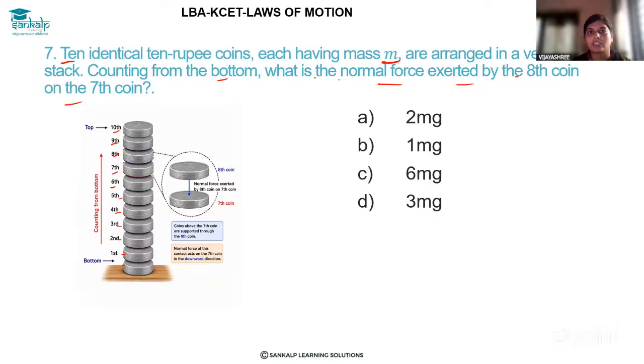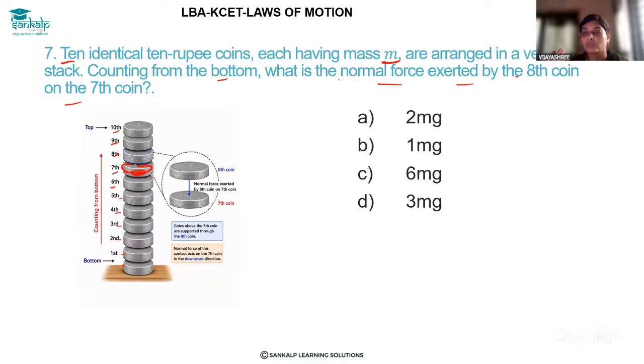Okay. So what we need to calculate is the normal force exerted by the 8th coin on the 7th coin. So look at the 7th coin here. This is the 7th coin. How much weight is this 7th coin carrying? Above the 7th coin there is the 8th coin, the 9th coin, and the 10th coin, right? So the 7th coin carries the weight of these three coins. If we calculate the weight on this 7th coin, we can calculate the normal force.